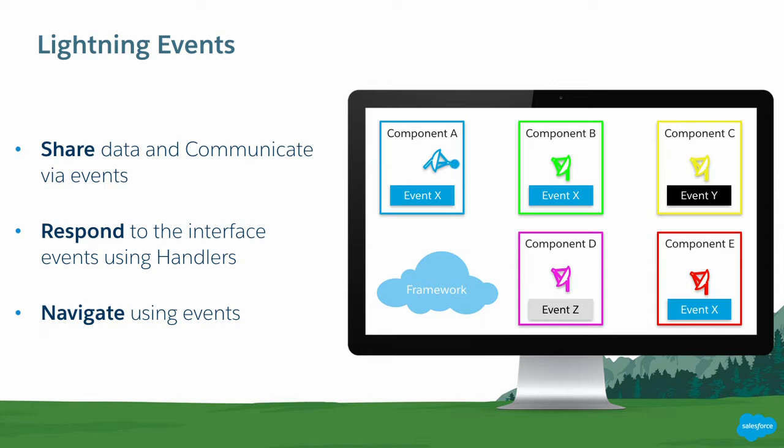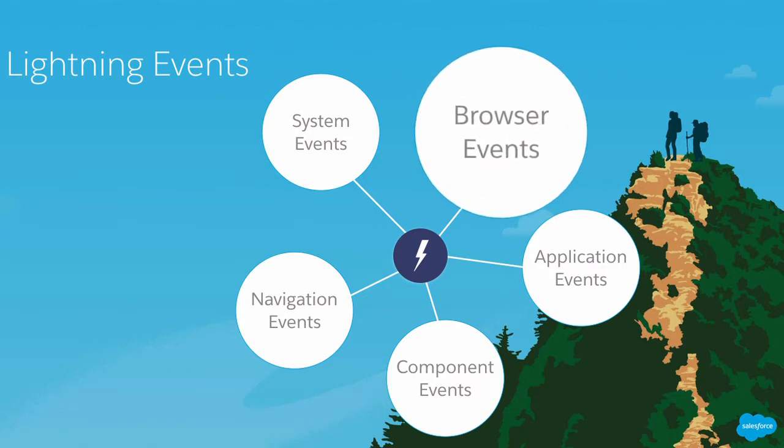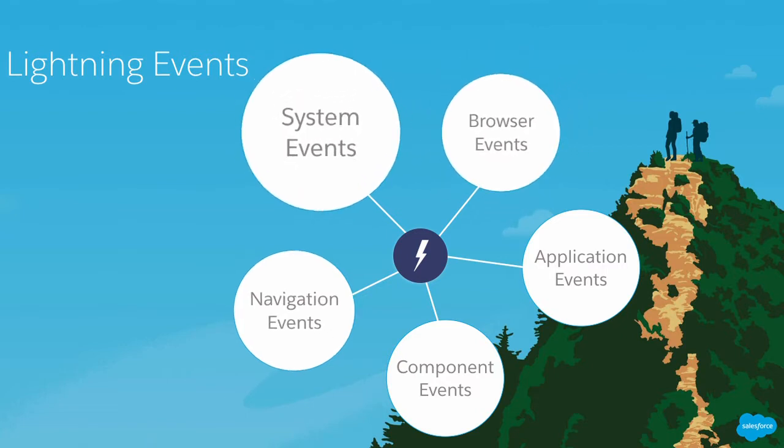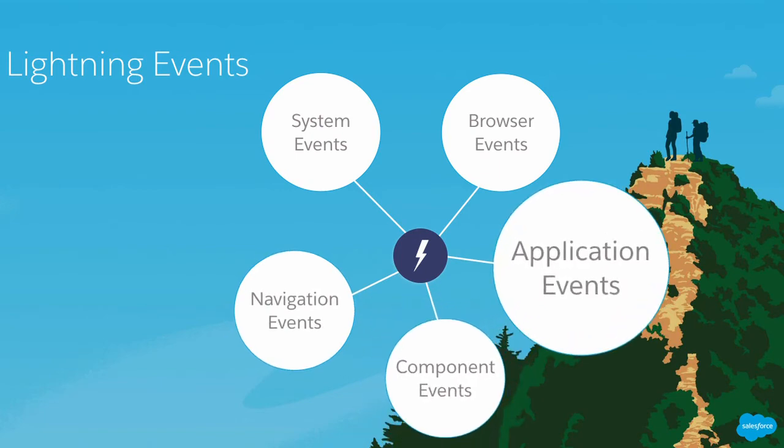If you look here at the monitor, this is an illustration of a Lightning event that is fired by component A, and the framework then distributes the event to all Lightning components on a page, for example. Just a visual representation of how that works. It's basically a messaging system inside the framework. When we talk about events in the Lightning framework, it can be a little confusing because there are actually 5 types of events. We have browser events, system events, navigation events, component events, and application events.